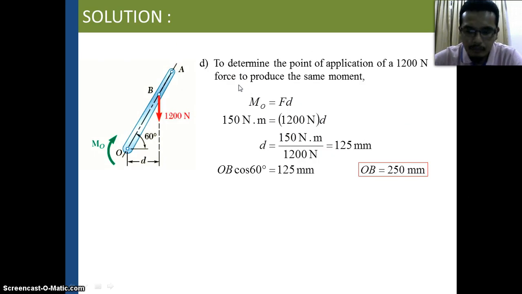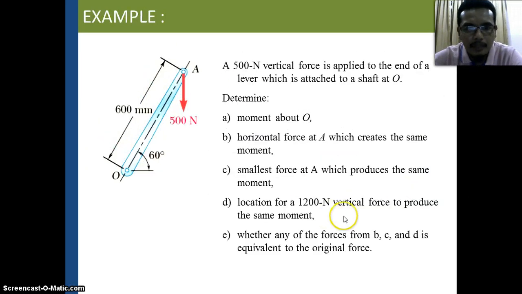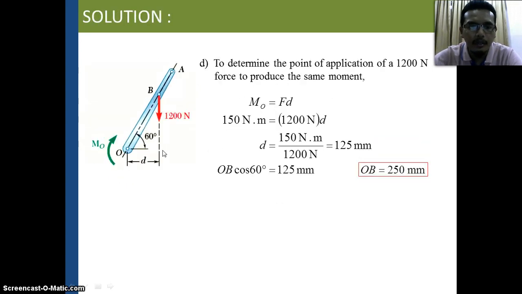Okay, so part D. Part D is the location of a 1,200 Newton vertical force to produce the moment. So the 1,200 Newton is somewhere from O to A here, and we want to find the location. For example, we're not sure, we put the point B here. This one is vertical. We just multiply by the perpendicular distance from this line of action to O. So we need to find this D. So 150 equals 1,200 multiplied by D. So D is 125 mm.